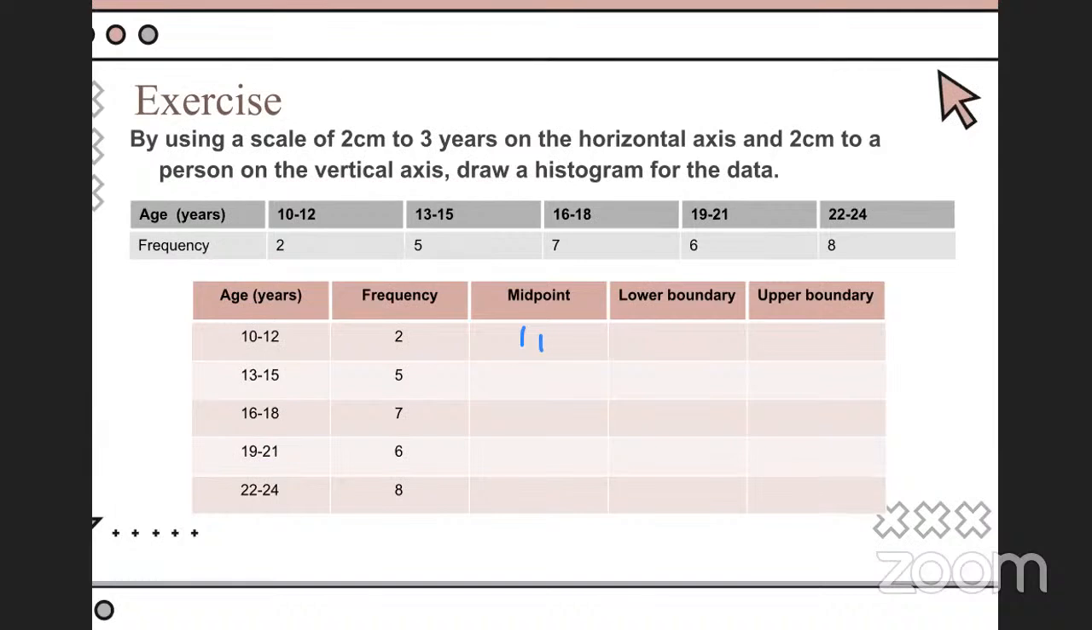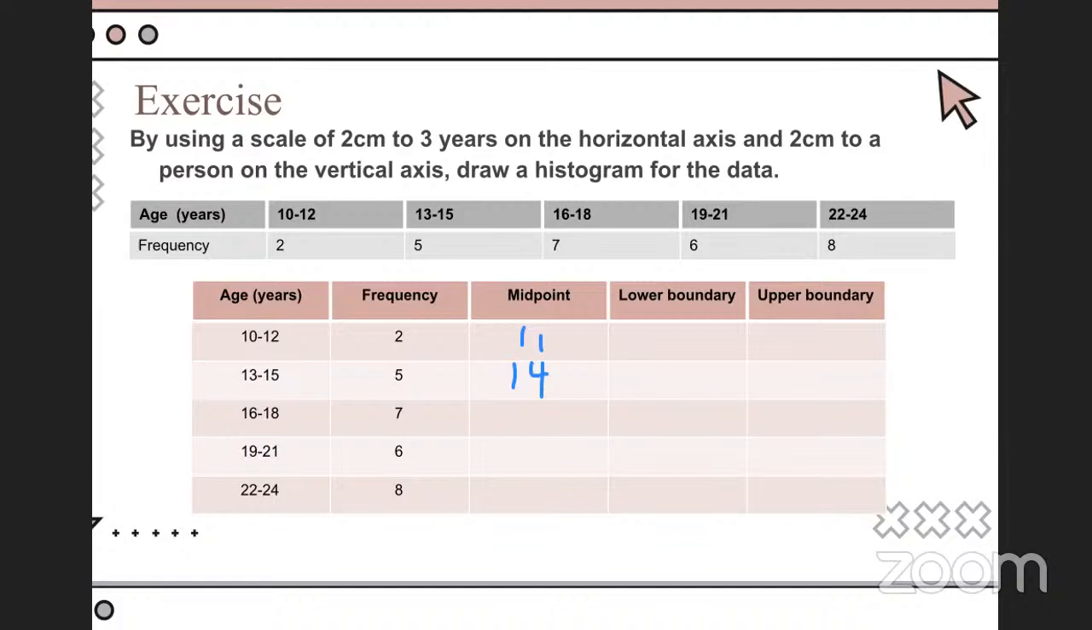So you get the answer right. So what's the midpoint for 13 to 15 years? Don't be shy, just type your answer. Okay, I won't scold you if you get it wrong. It's okay. Oh, that's right. It's 14. And next. It's 14.